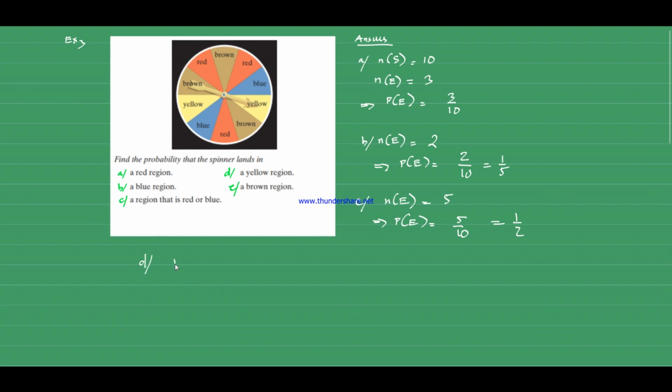And for part A, the cardinality of the event with yellow. So how many yellow? 1, 2 yellow. So the probability over here for this event will be 2 over 10. And finally the cardinality of getting the brown, so we get 1, 2, 3 brown. So the probability over here will be 3 over 10. Okay, pretty easy.